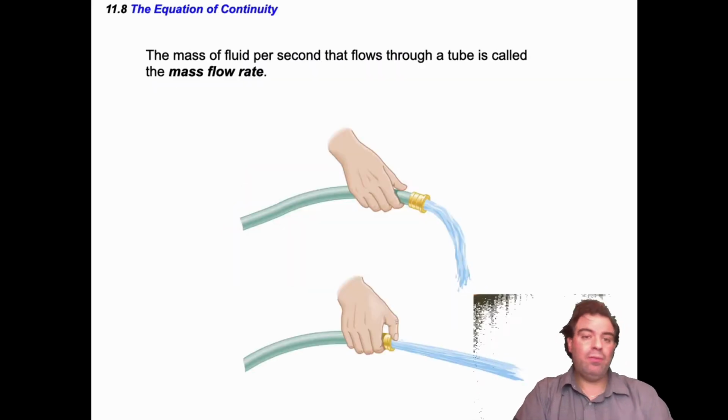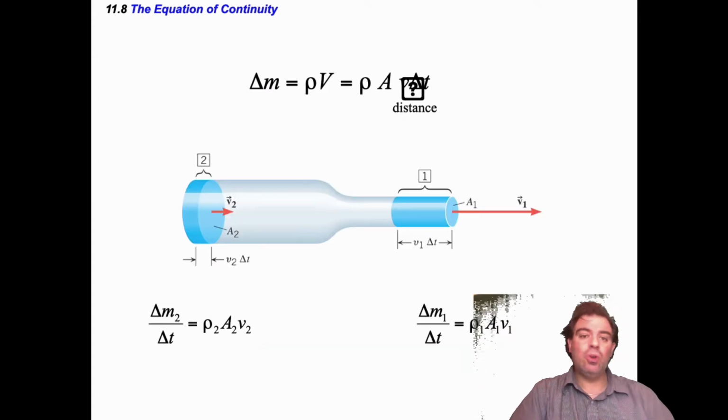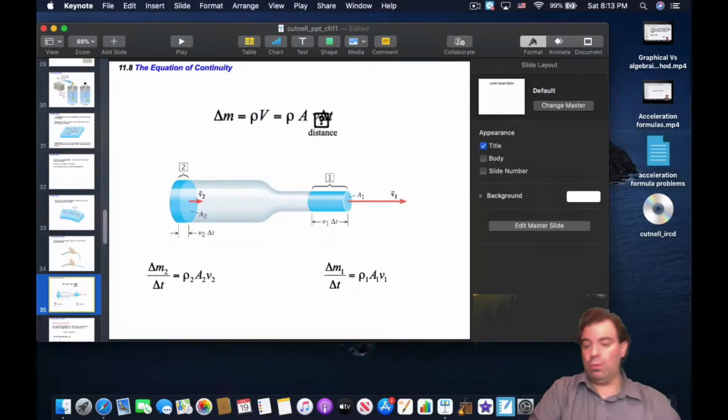When we're talking about fluid motion, it is very useful to know how much fluid will flow per time. The mass of fluid per second that flows through a tube is called the mass flow rate. So, what is the equation of continuity that describes the mass flow rate? Well, let's see how it was derived.